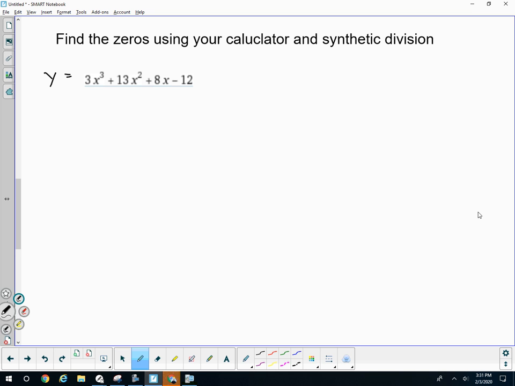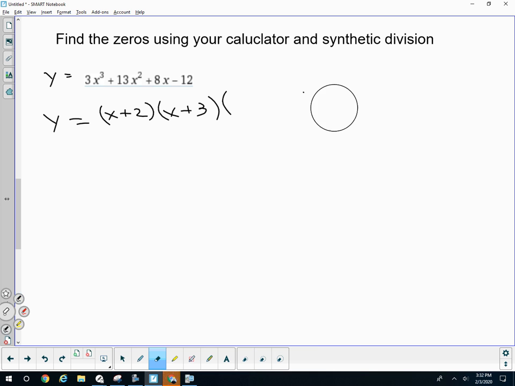All I do know, and I'm asked to do this the following way, is that x plus 2 and x plus 3 times something will give me that. Wasn't there 3 points though? Yeah. Because it's not a whole number. It's at 0.66666666666. Okay? So, here's what we're going to do. We're going to say, let's find what x plus 2 can be multiplied by to get 3x cubed plus 13x squared plus 8x minus 12.